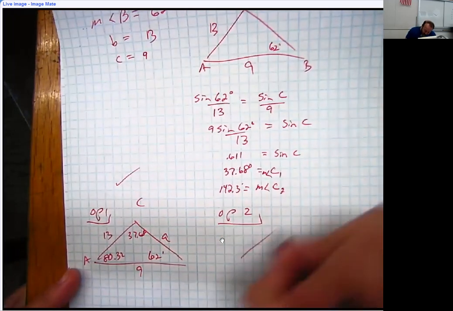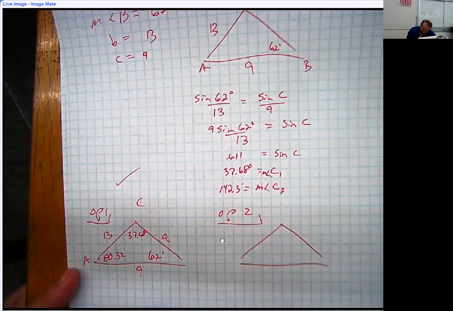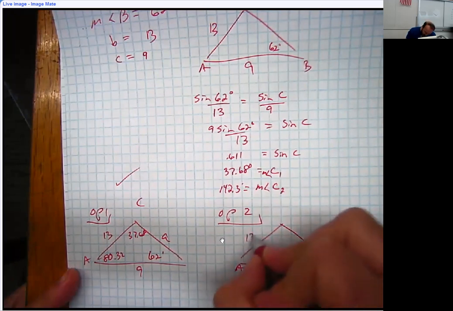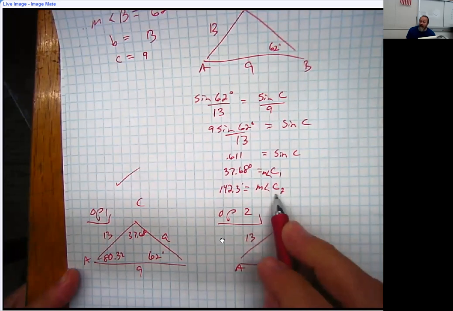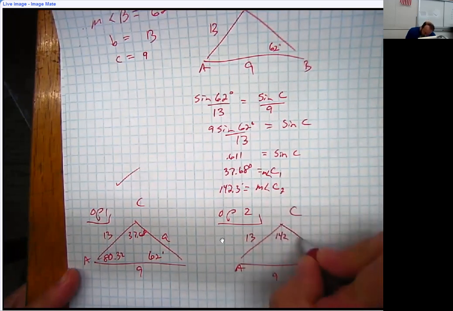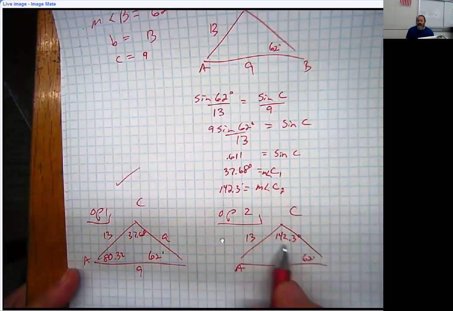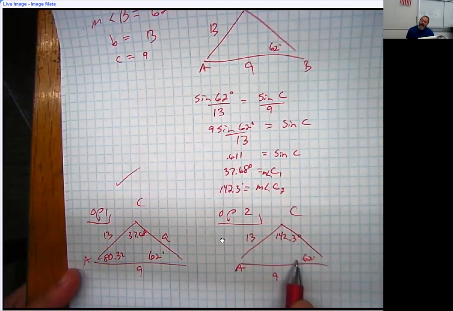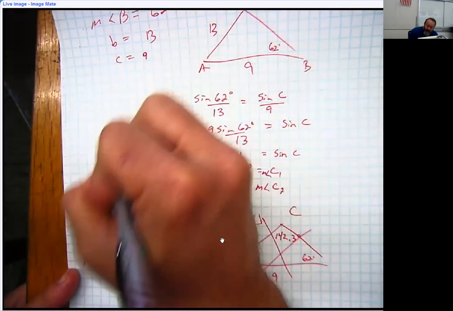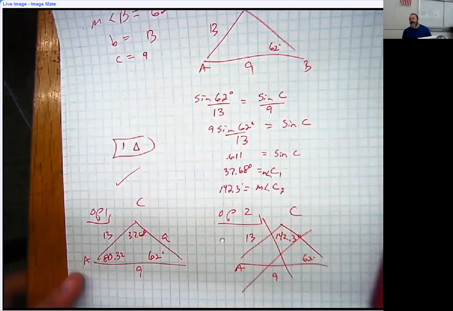Option 2 over here, however, I've already given you the hint that this isn't going to work, is that when I go to option 2 and I name everything that I know, and I put this other optional measure of angle C in at 142.3 degrees, we have a serious problem because these things already add up to more than 180 degrees. So this triangle cannot exist. So we have exactly one triangle to solve. We would just simply have to finish this one off.